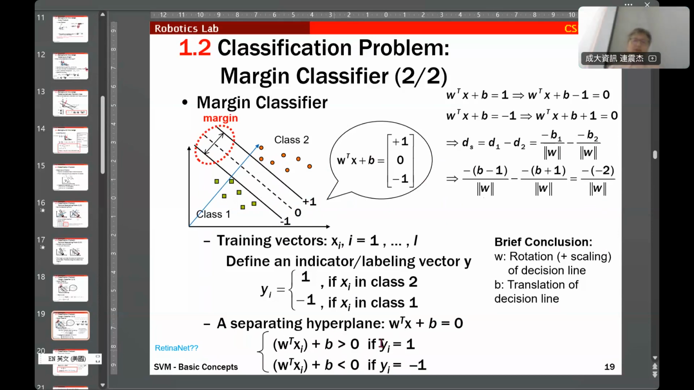Okay, and be careful. I define this as class 1, this will be class 2. This will be positive, then negative. So class 2, we define the class called y equal to 1. This called y equal to minus 1.